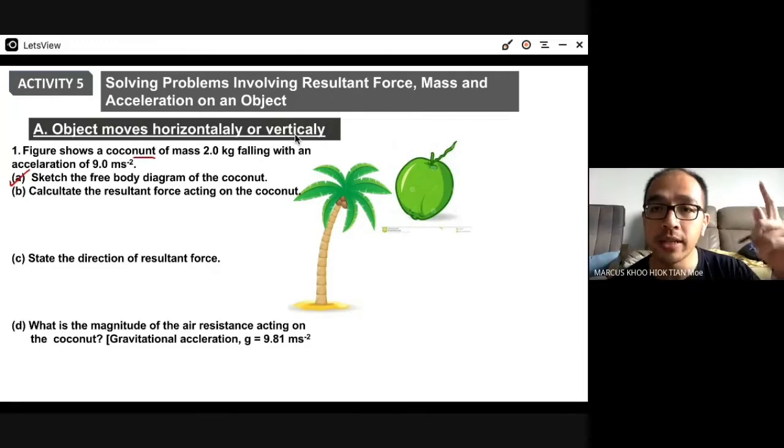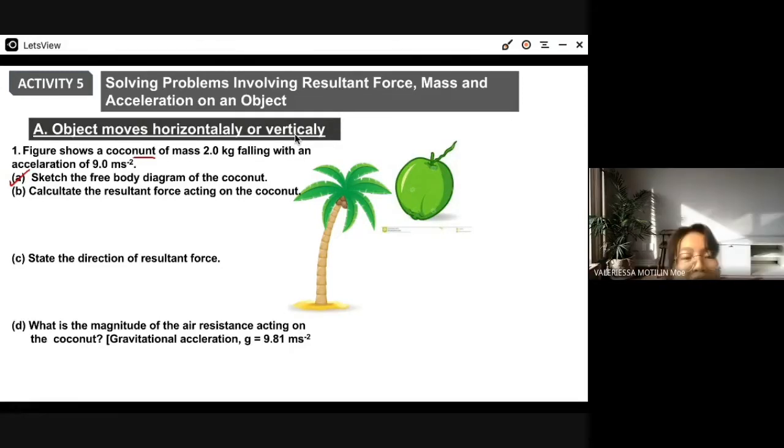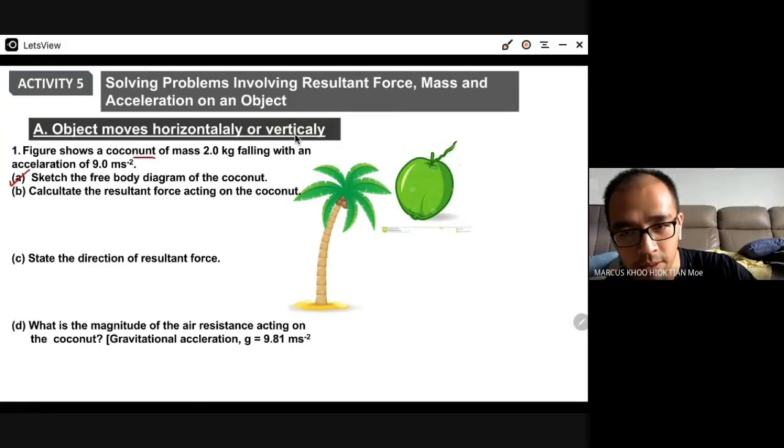Where is the air resistance? Going up or going down? Up. Okay, so the air resistance is going up. I'm going to call this R.